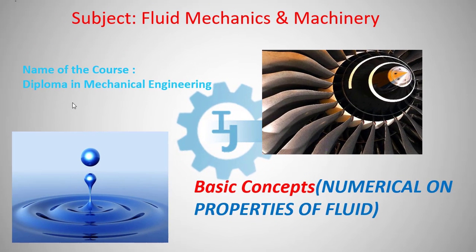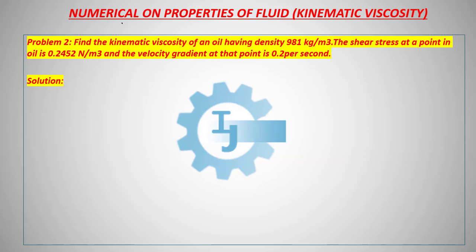Students, today we will solve a problem on kinematic viscosity. So let's see what the problem is. The problem is: find the kinematic viscosity of an oil having density 981 kg per meter cube. The shear stress at a point in the oil is 0.2452 Newton per meter cube and the velocity gradient at that point is 0.2 per second.